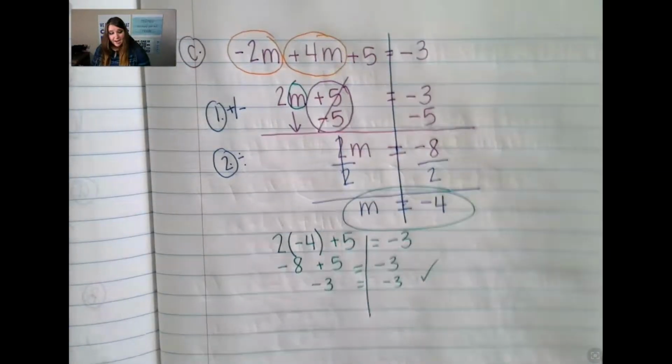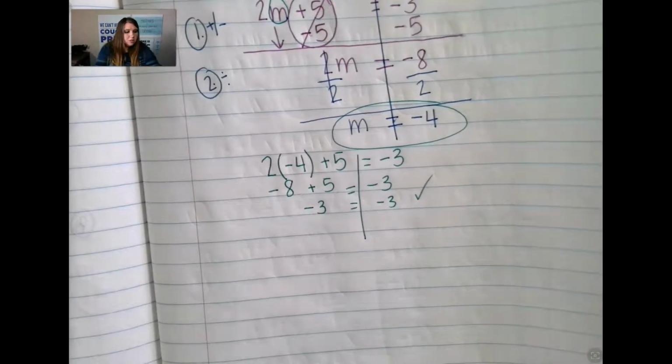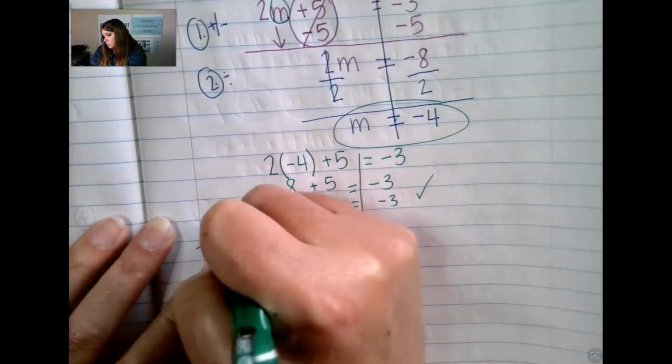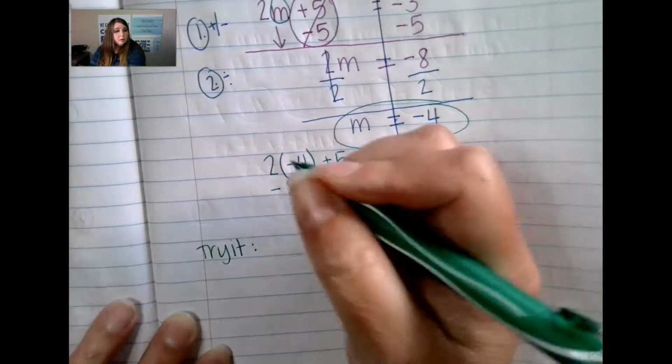Okay, now it is time for you to do a try it. So let's try it, okay? All right, let's try the try-its. Which try it do we want to do? All right, let's try this try it.